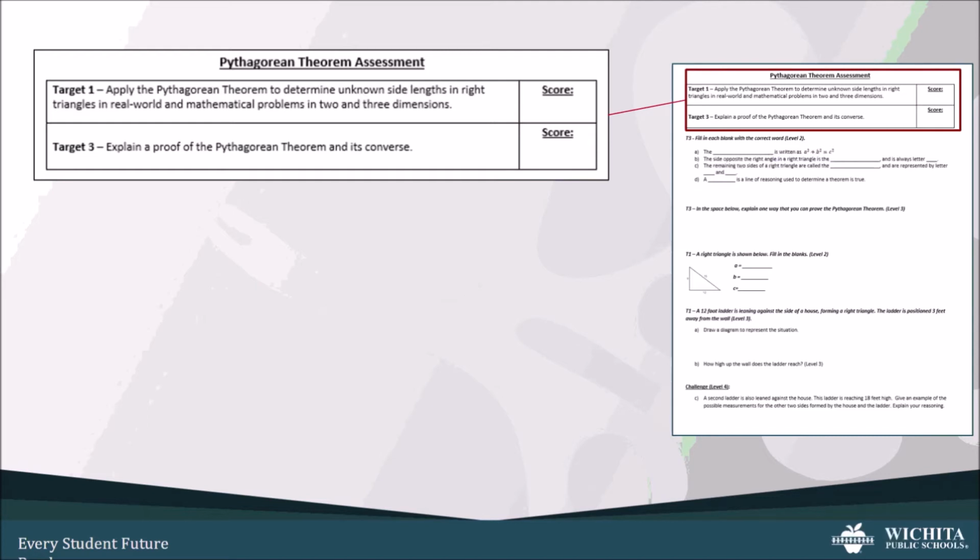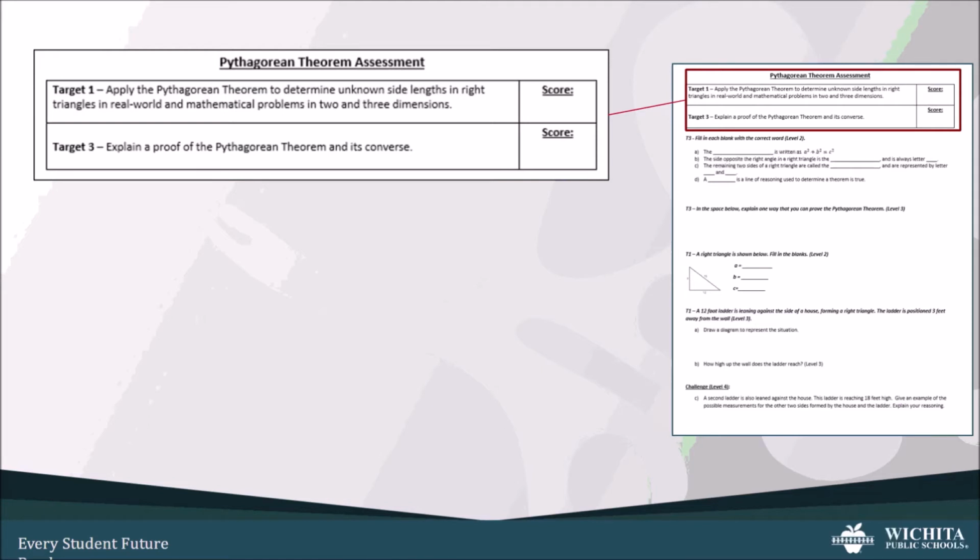So in this case, since we are assessing target 1, which is apply the Pythagorean theorem to determine unknown side lengths in right triangles in real world or mathematical problems in 2 and 3 dimensions, and we are also assessing target 3, explain a proof of the Pythagorean theorem and its converse, we will be giving each student 2 separate scores based on each target.